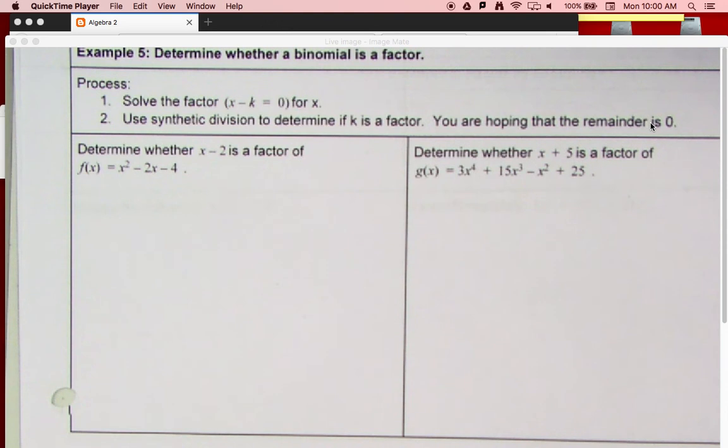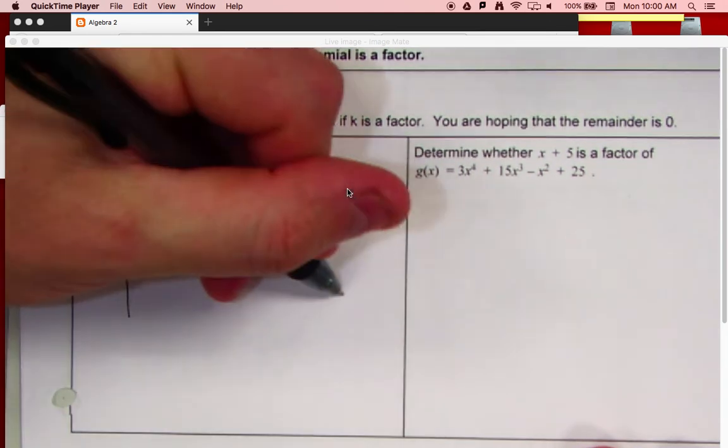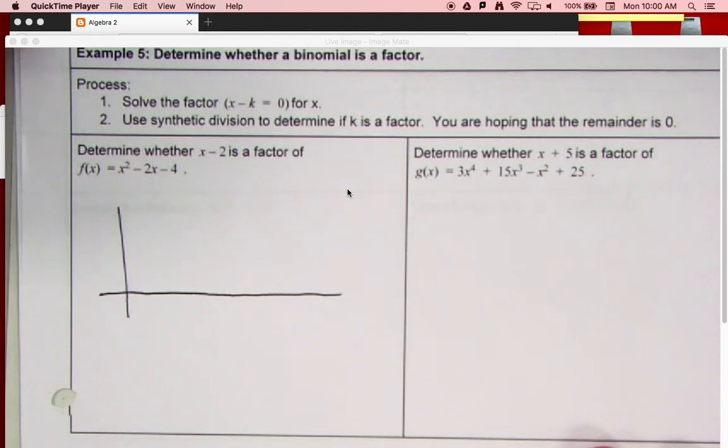If we have a remainder of 0, we know that in this first problem, the x minus 2 is a factor. Or in this one, the x plus 5 is a factor. Okay, so let's talk about what we've got to do for this first example, and then we'll talk in class tomorrow about what we want to do for this example. So it's really straightforward. Remember the synthetic division process. We set this up like so.